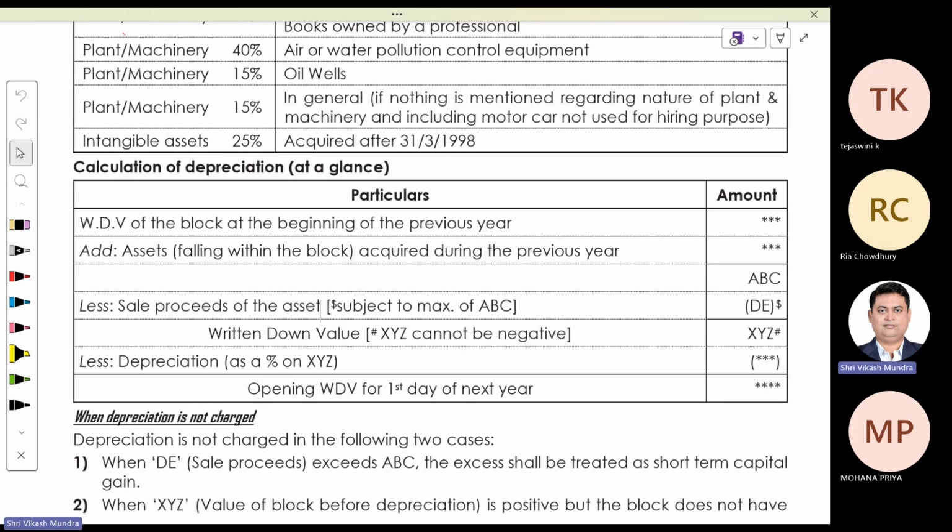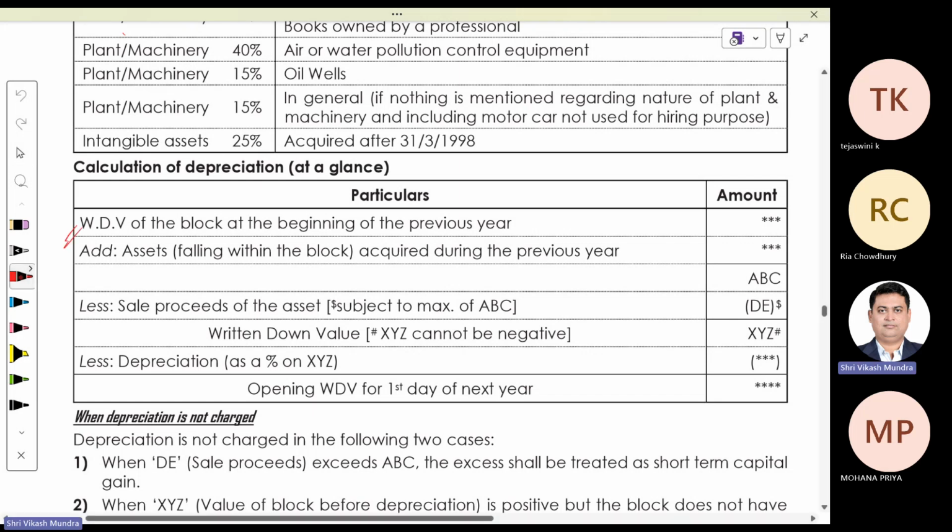And we discussed rates of depreciation on different nature of assets, and sometimes the rate varies on the basis of use of the asset. For example, if you have a building used for residential purpose, then the rate of depreciation is 5%. If the same building is used for commercial purpose like office, godown, etc., then the rate of depreciation would be 10%. Then we discussed a very simple format.